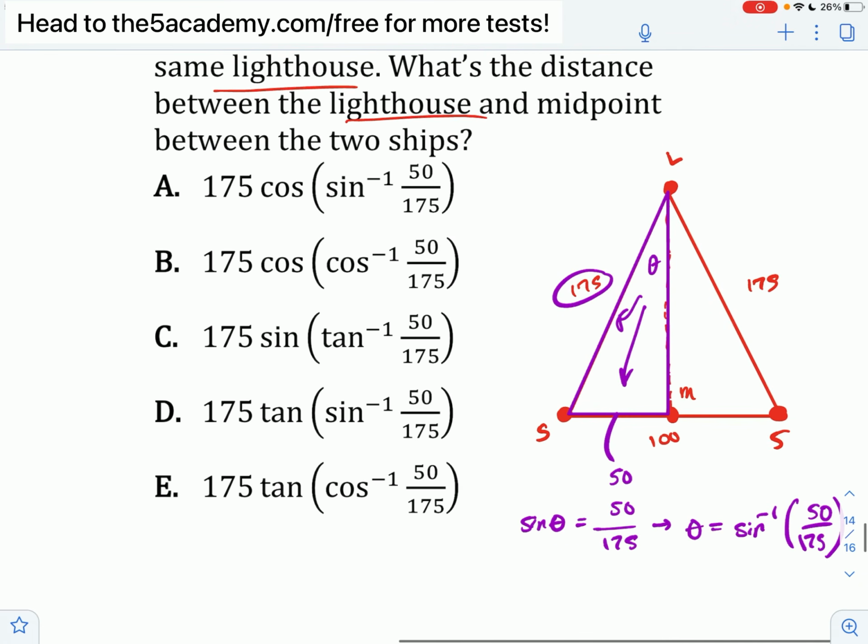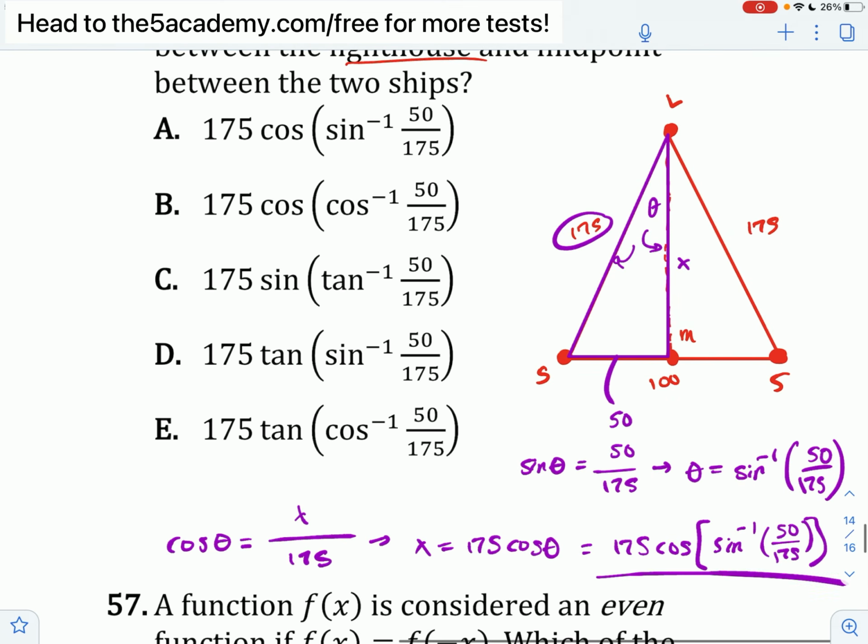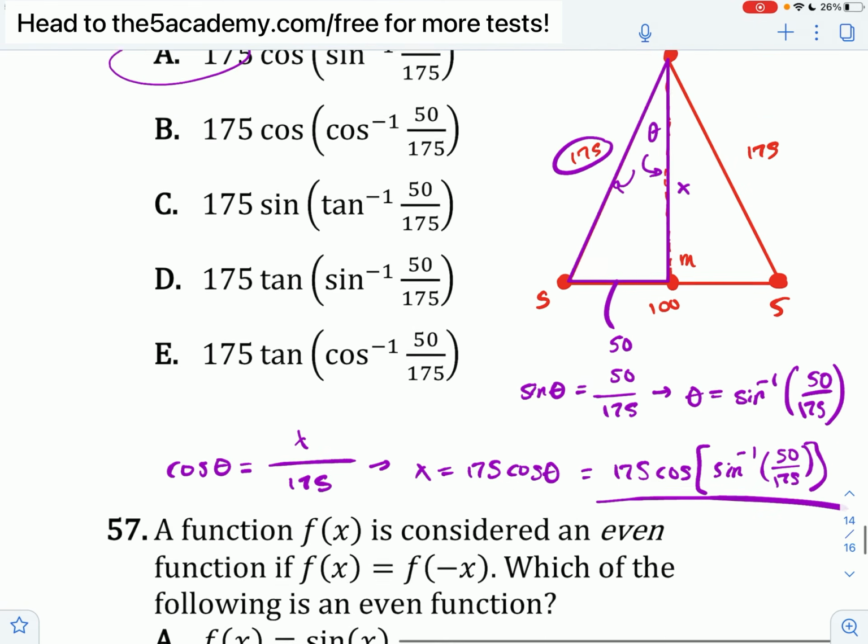Okay. Now, if I do cosine of this angle, what is that? That's relating the adjacent side to the hypotenuse. So cosine of theta equals adjacent, which I'll label x, that's what we're looking for, over 175, the hypotenuse, which means x, which is the side we're looking for, equals 175 cosine of theta. And we know theta, because we have it written in numerical form here, 175 cosine of sine inverse of 50 over 175. Okay, and there we go. That is that right there.